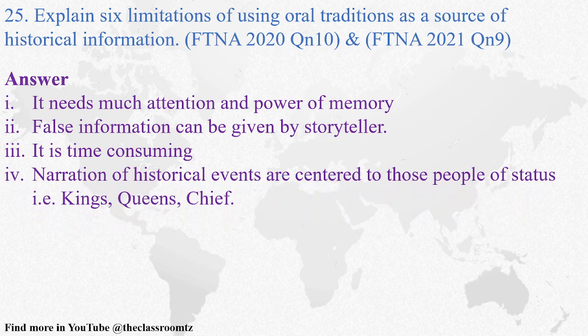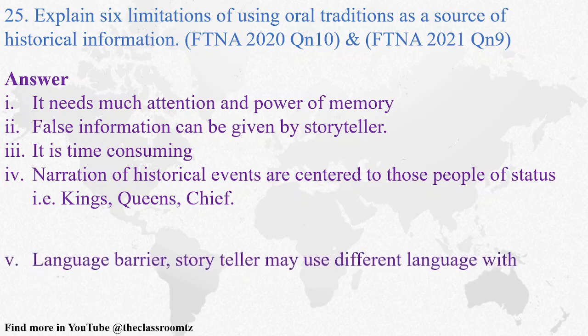Narration of historical events is centered on people of status. In the past, oral tradition was commonly for people with status in the community. For example, kings, queens, chiefs, and sons of royal families. So it was selective, because those coming from normal families or poor families never got the chance to listen to those stories in the past. So it was selective according to the status of the member of the community.